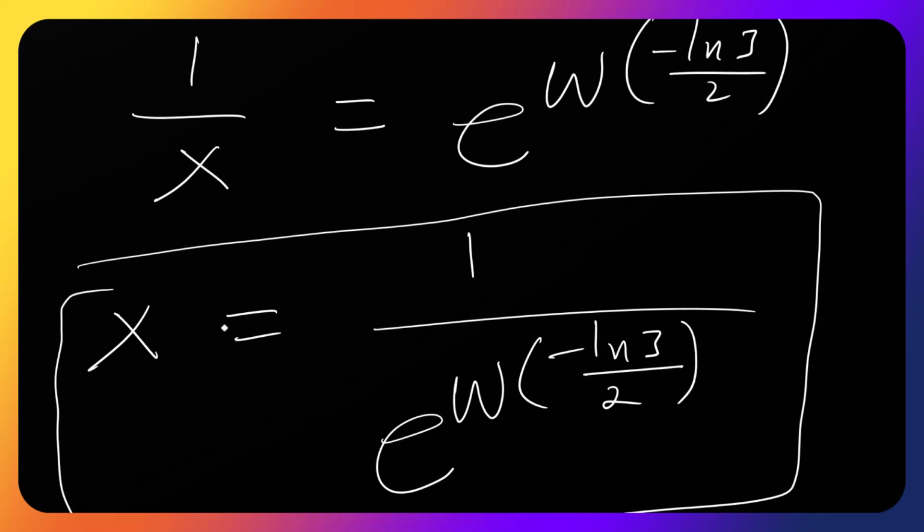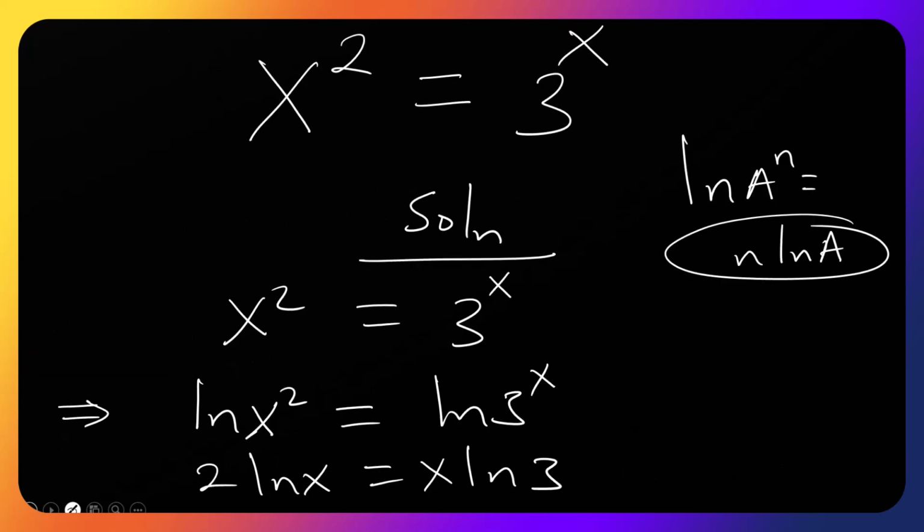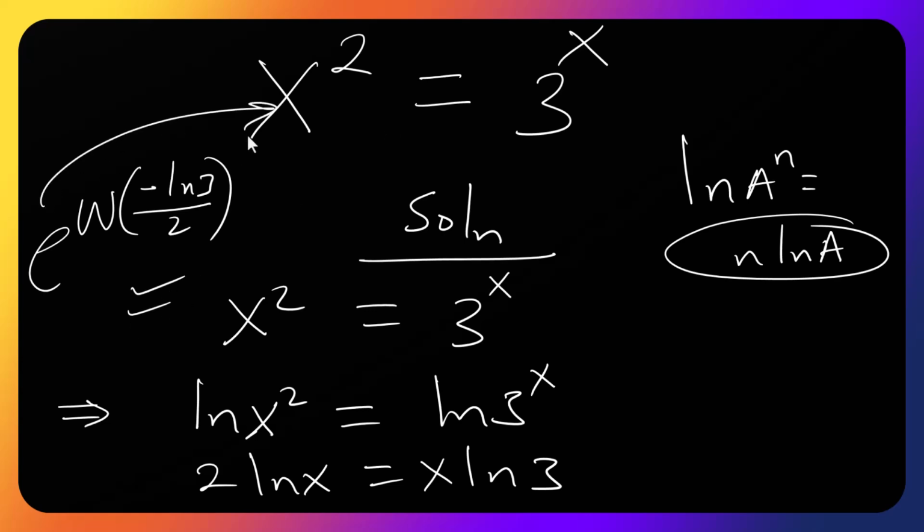Okay. So the question x squared equals 3 to the power x, that's the solution of this: 1 over e raised to W function of minus ln of 3 on 2. So this is the answer to this. All right.